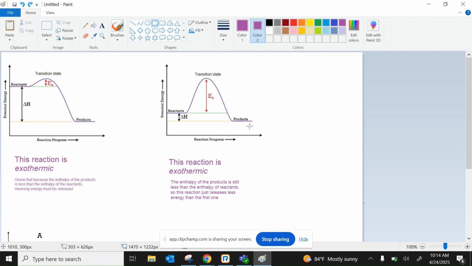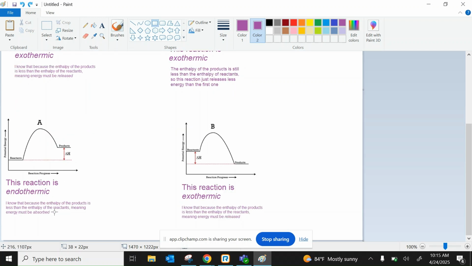But again, my products are still lower than my reactants. So I'm still going to get a negative value for delta H. It's just going to be a smaller negative value. So this might correspond to something like negative 100 kilojoules over here, whereas maybe this is negative 25 kilojoules over here. So this would be releasing 100 kilojoules of heat, whereas on the right, we'd be releasing only 25 kilojoules of heat.